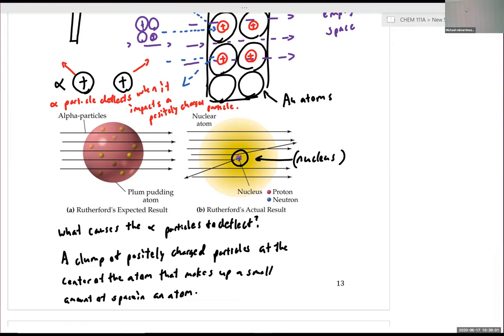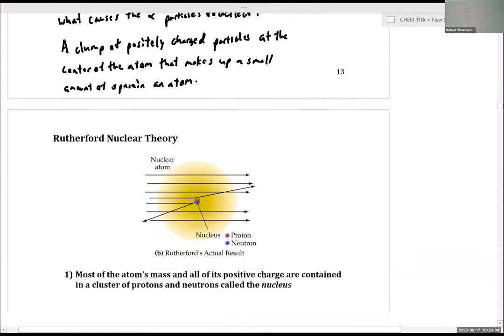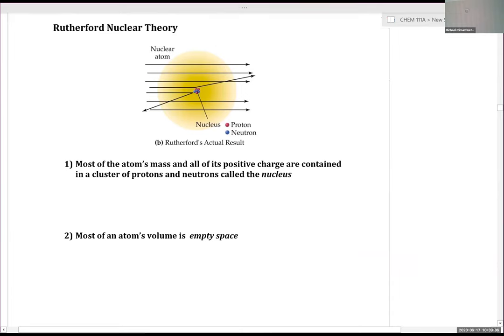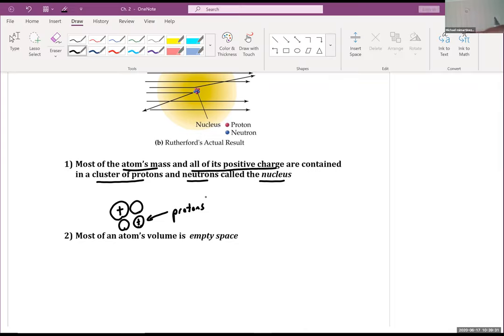So let's summarize the results of Rutherford's experiment into Rutherford nuclear theory. So in Rutherford nuclear theory, most of the atom's mass and all of its positive charge are contained in a cluster of protons and neutrons that we call the nucleus. So the nucleus contains all of our positively charged protons and our neutral neutrons.